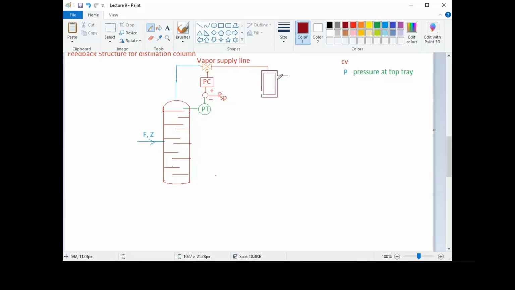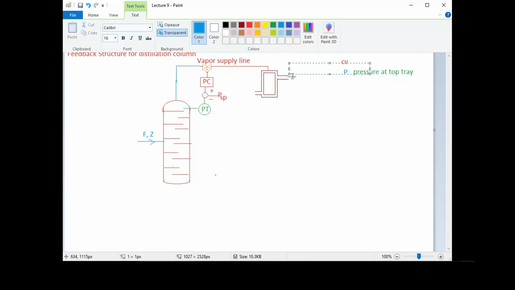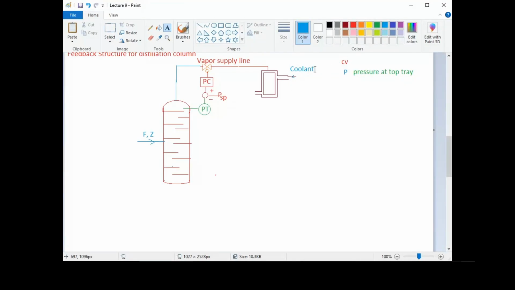So for this heat exchanger, for removing the heat, there will be a supply of coolant. There will be coolant in and coolant out. Right. And after this condensation from the heat exchanger, the reflux will be given to the reflux drum. The accumulated fluid or the liquid will be given to the reflux drum.